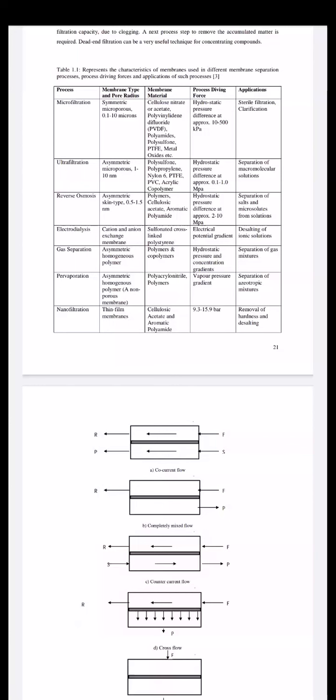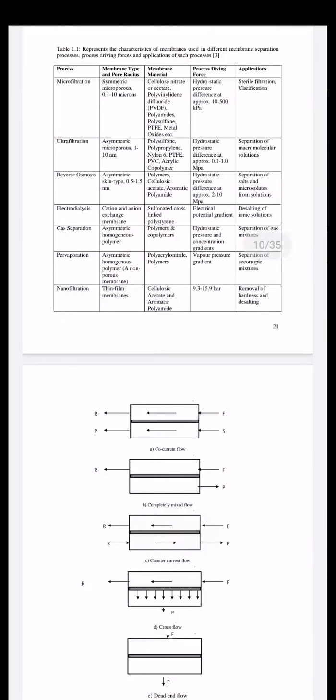As far as ultrafiltration is concerned, I was talking about membrane material that can be polysulfone, polypropylene, nylon 6, PTFE, PVC, acrylic copolymer. So these are the family of materials of construction from which we can derive the membrane which is used for ultrafiltration.